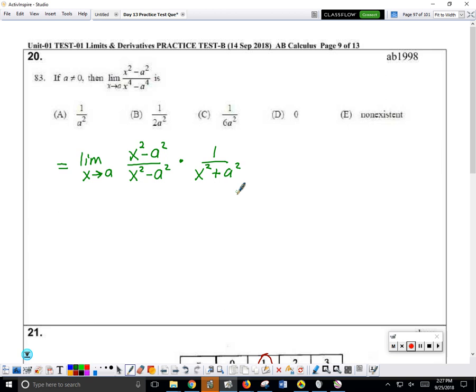When I plug in close to A here, what does the top become? Close to 0. How about the bottom? The same close to 0. So is that good? Yes, that's the good kind. That kind of helps, right? The other thing is it helps to think of it that way.